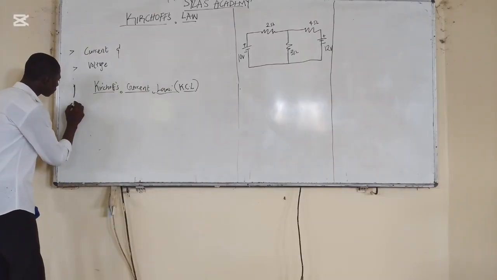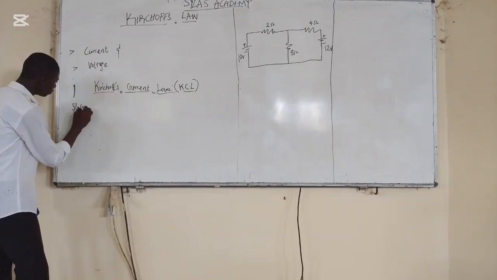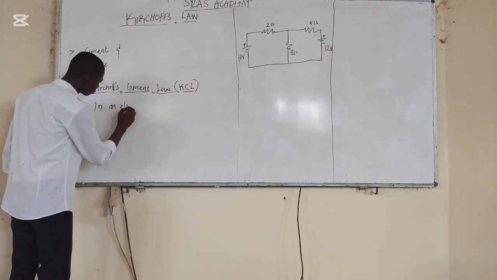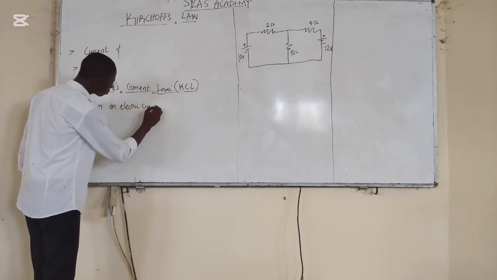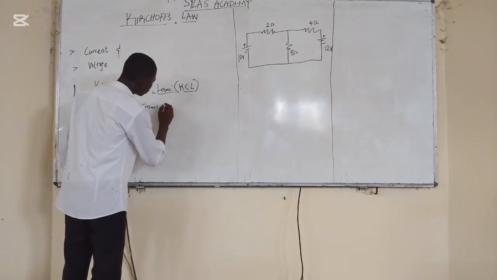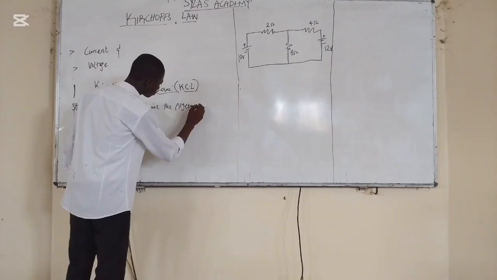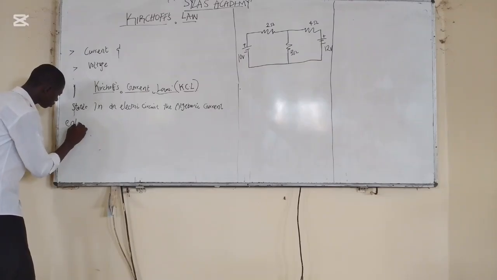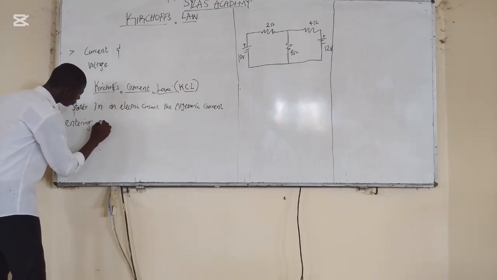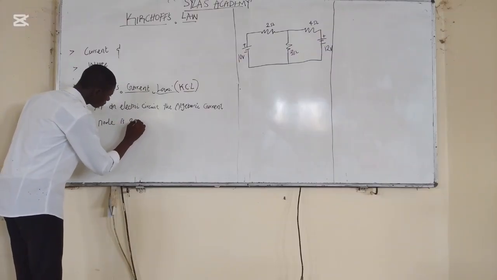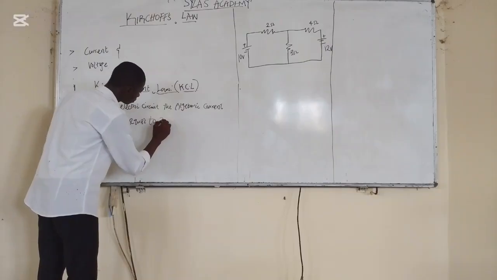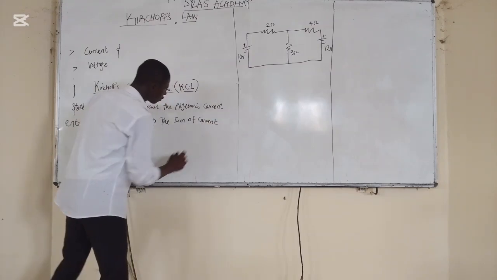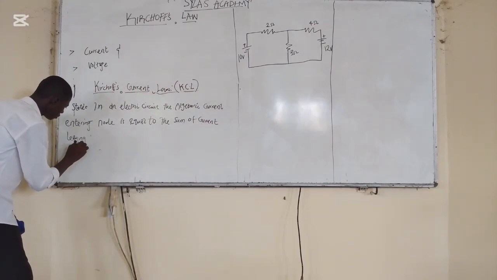Now, let's write. Kirchhoff's current law states that in an electric circuit, the algebraic sum of current entering the node is equal to the sum of current leaving a node.